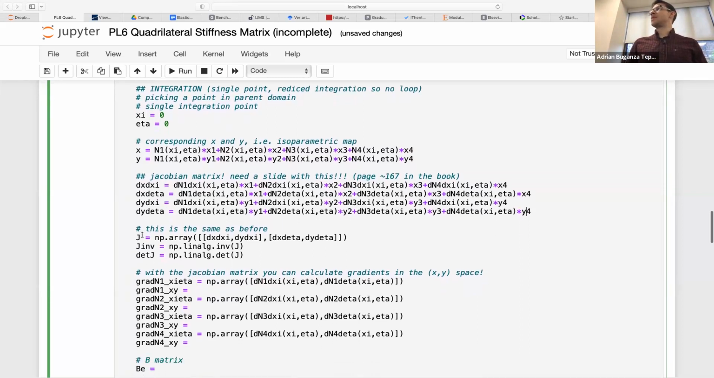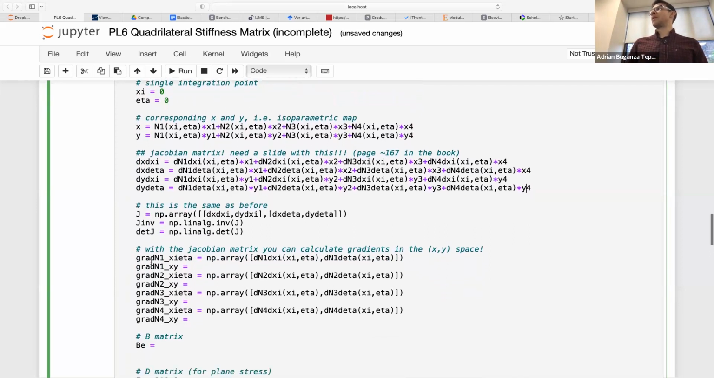Then given those derivatives, you have the Jacobian, and we need the inverse Jacobian to calculate gradients with respect to xy. So the gradient of the shape function with respect to psi eta is just derivative with respect to psi and eta. But if we want gradients with respect to xy, what we need is to multiply the inverse of the Jacobian times this gradient with respect to psi eta. And again, this is the same as I did for the heat transfer problem.